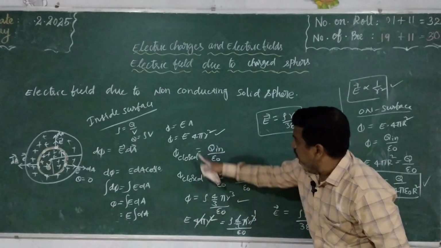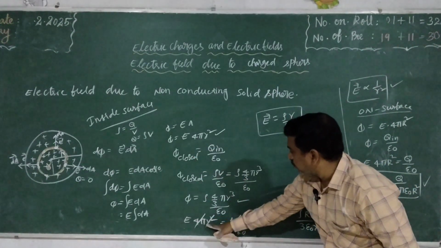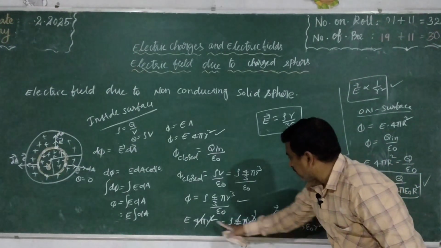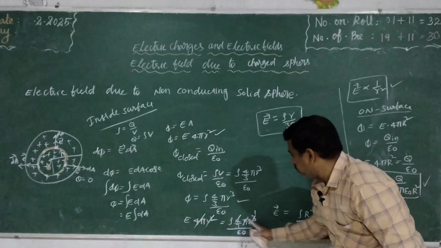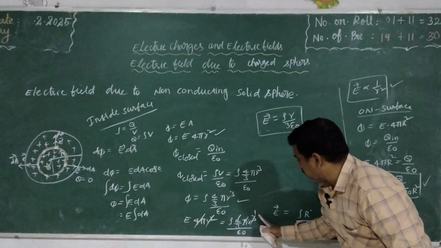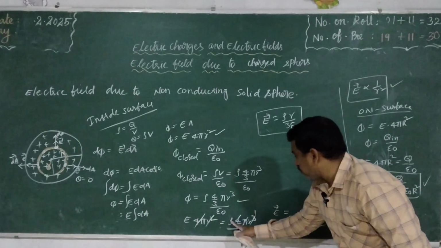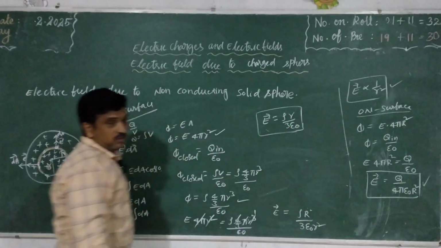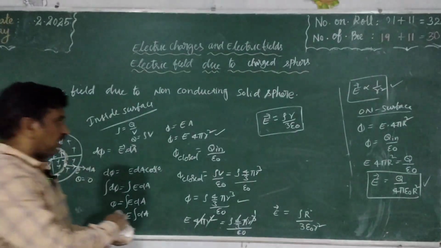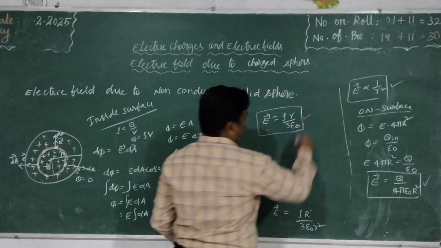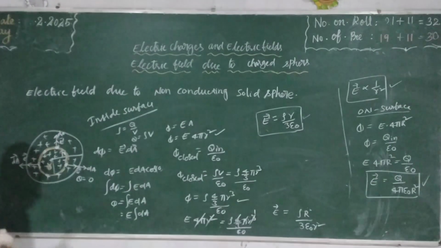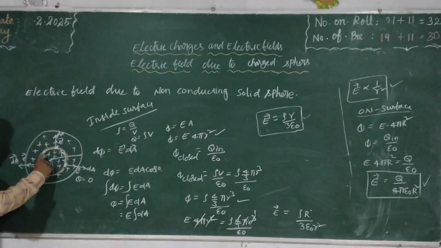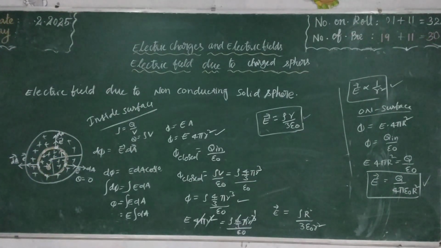So we can write E dot 4 pi r square equals rho 4 by 3 pi r cube by epsilon naught. Here 4 cancels, pi cancels, r cubed over r square leaves r. So E equals rho r by 3 epsilon naught. This is the electric field due to a solid non-conducting sphere at a distance r from the center, inside the non-conducting sphere.